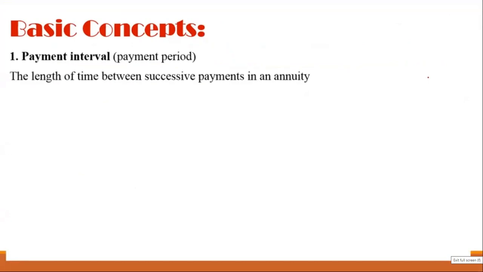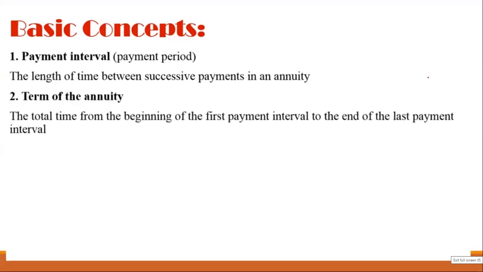We have the following basic concepts. The length of time between successive payments in an annuity is the payment interval or payment period. Then we have the term of the annuity, which is the total time from the beginning of the first payment interval to the end of the last payment interval. Another one is the periodic rent, which is the periodic annuity payment.